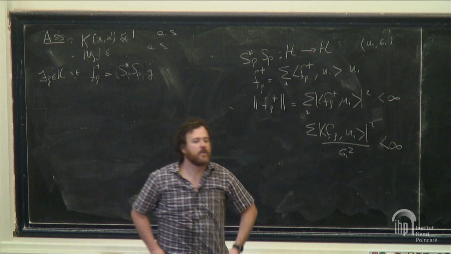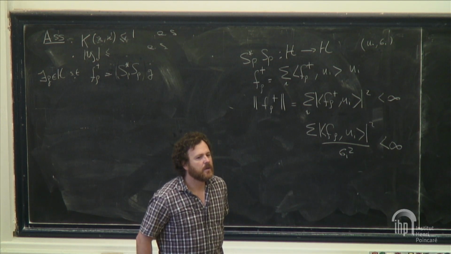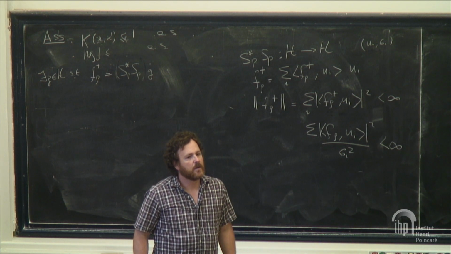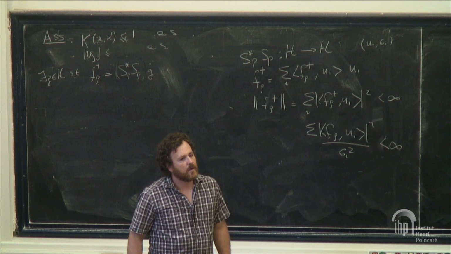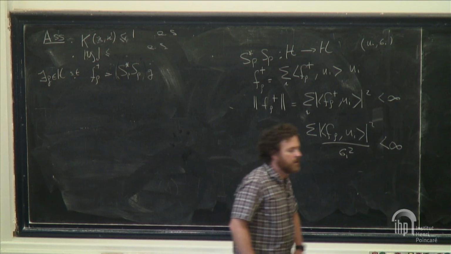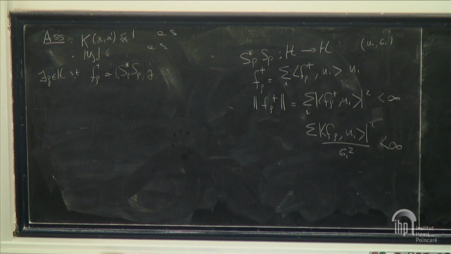Yes? Can you characterize those kinds of source conditions for classes other than smoothness classes? When you're not in smoothness classes, is it easy to find such a solution?